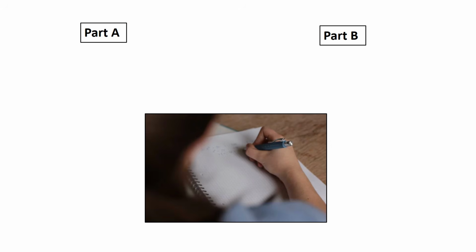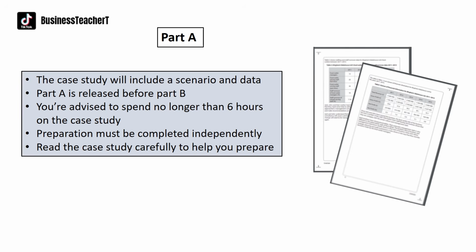The Unit 6 assessment includes Part A and Part B. Part A consists of a case study. The case study will include a scenario. It will have data that you will need to analyze and evaluate. It's approximately 4 pages long. Your teacher will let you know what you need to do in regards to preparing for this test.